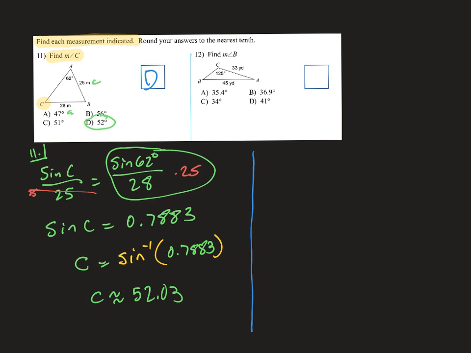Number 12, we're going to attack in the same way. So I'm looking at this problem, and I notice that I'm trying to find angle B, which is this guy right here. So on my picture, I make sure I have the correct information. I have side B here, angle C is 125, and then side C is 45. So again, we'll run through the law of sines.